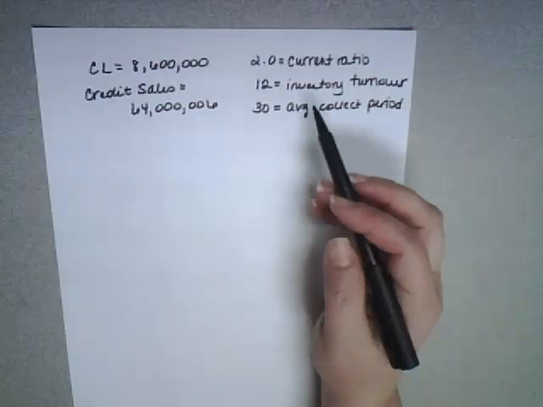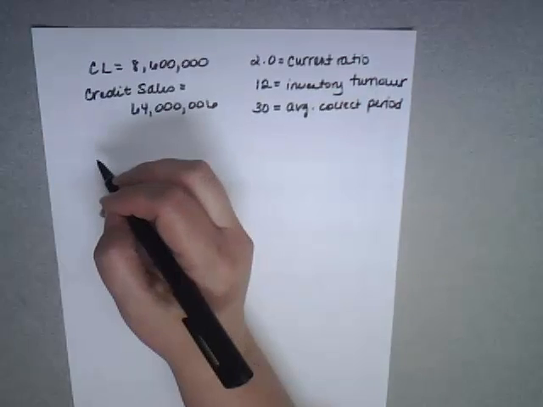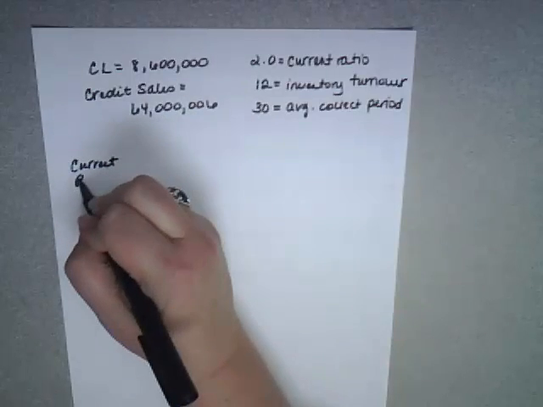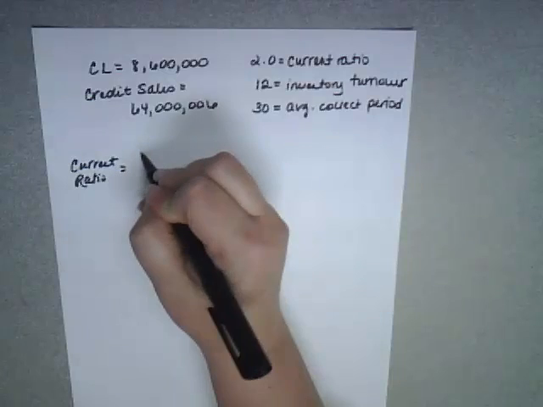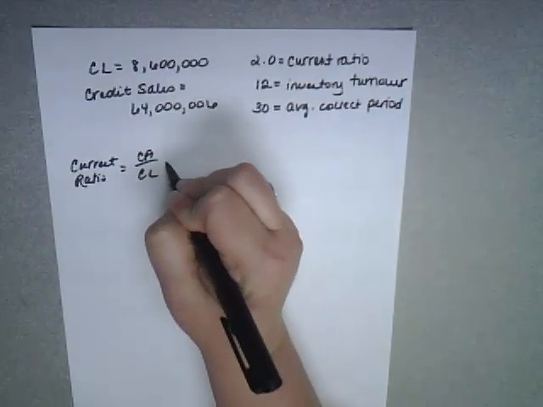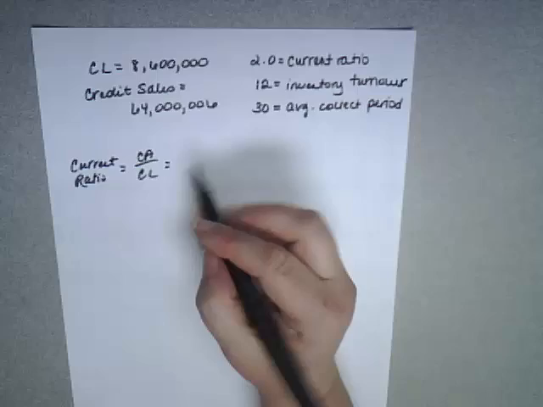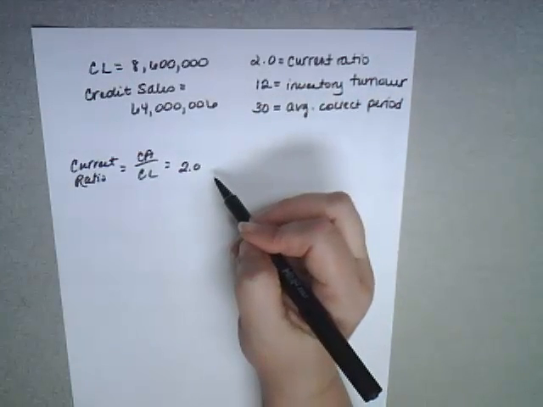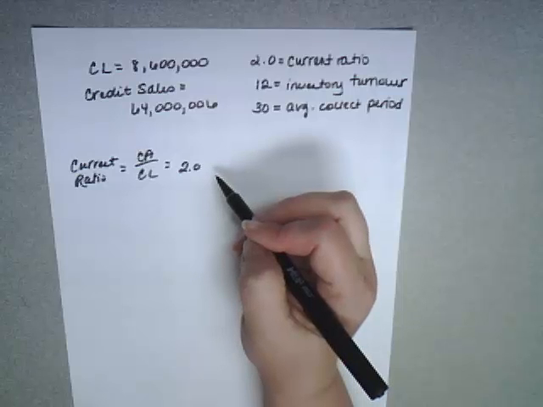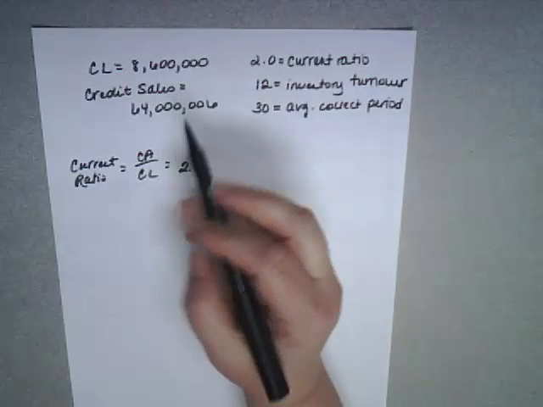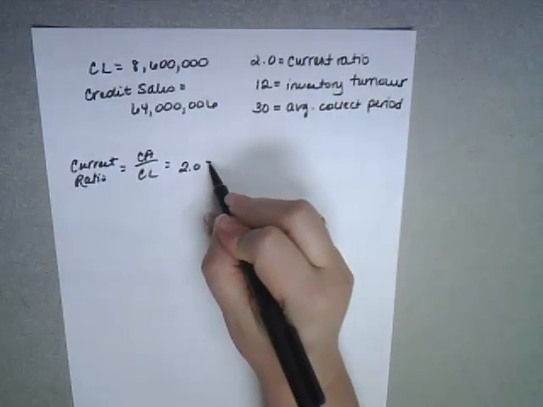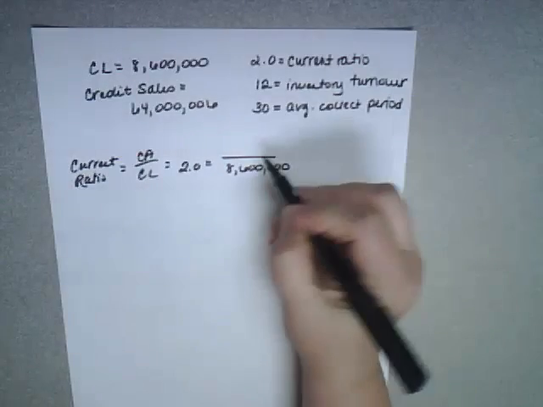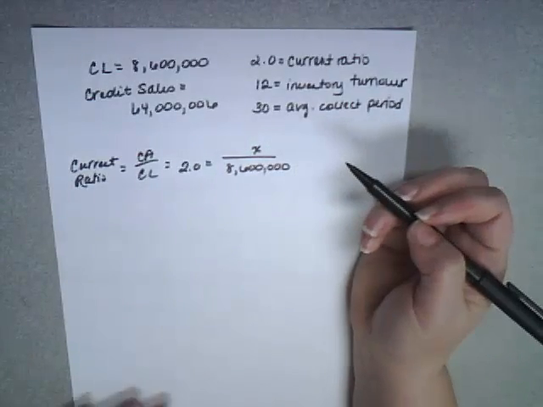Okay, so before we start messing around with these ratios and trying to use them in the context of solving a problem, let's write down exactly what they are. So the current ratio is current assets divided by current liabilities. Okay, we know that in this example it's a 2.0. All right, so if we know that we have current liabilities of 8.6 million, then all we have to do is solve for X to get our current assets.